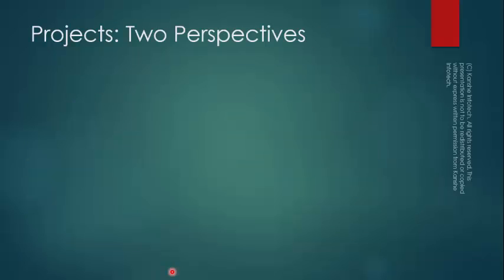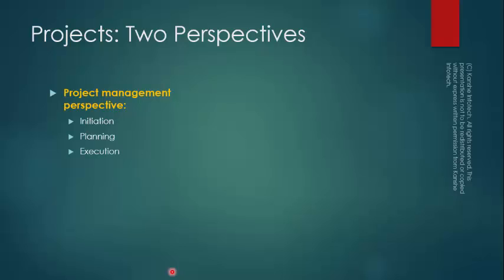So two perspectives to project. Now there's the project management perspective, and the steps in that are initiation, planning, execution, control, closure. Okay, so initiation is start, then planning, then execution is doing it, control is controlling once you've started doing it, and closing it. Okay, so that's the project management perspective.